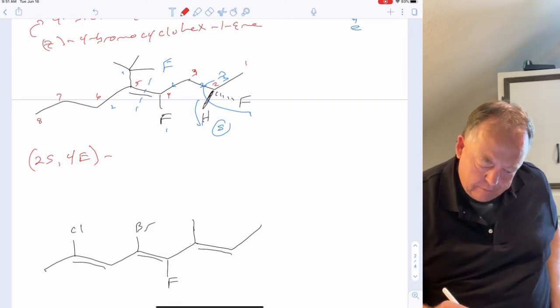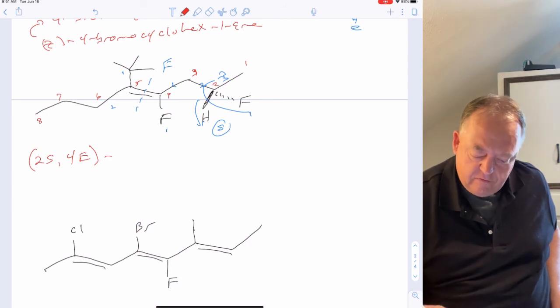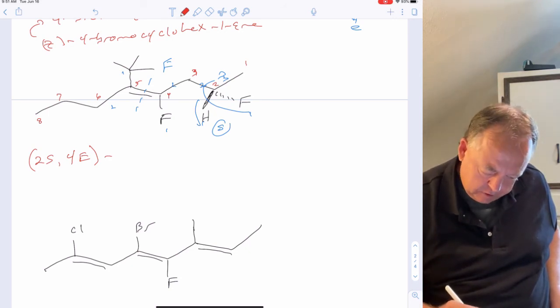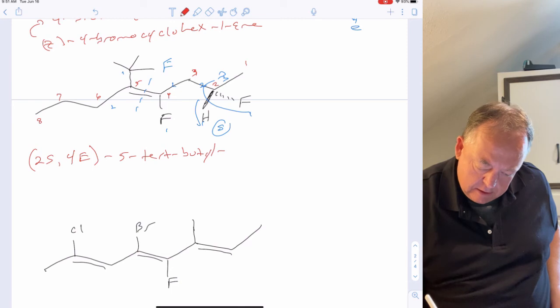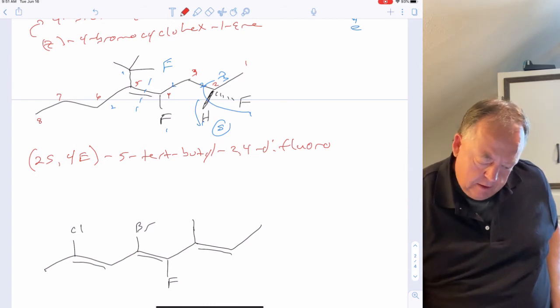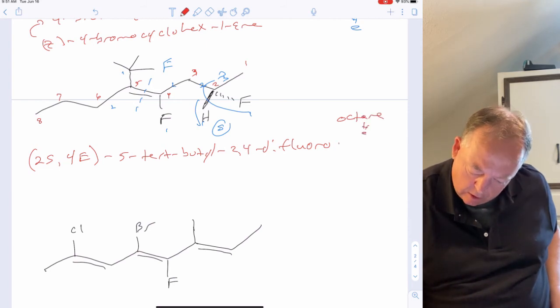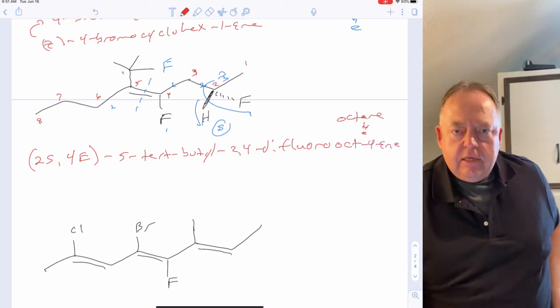And then we have a tert-butyl, which is alphabetized based on B, and we have a difluoro, which is alphabetized based on F. So the tert-butyl is going to come first in the name, so 5-tert-butyl. And then 2,4-difluoro. And octane would become octene, so oct-4-ene would be the name of that molecule.